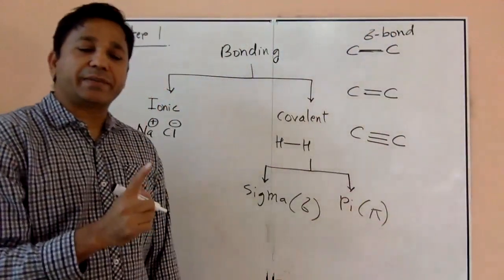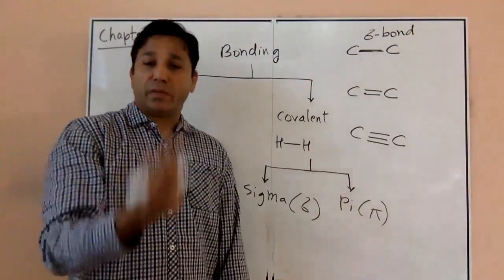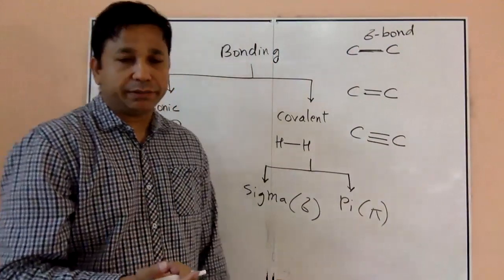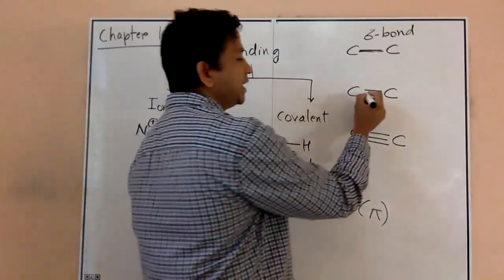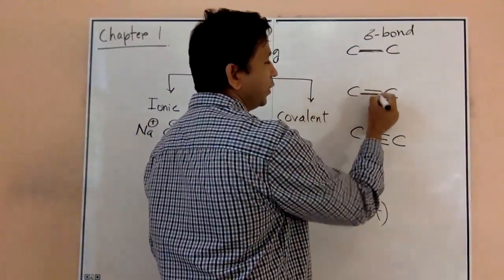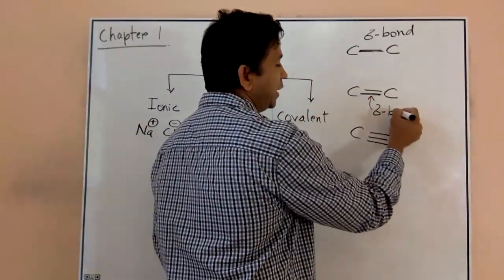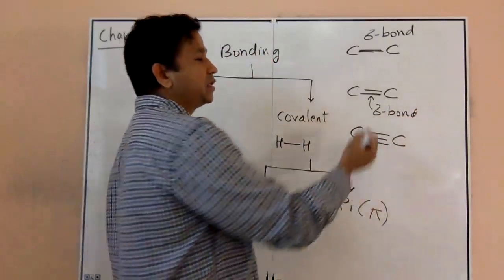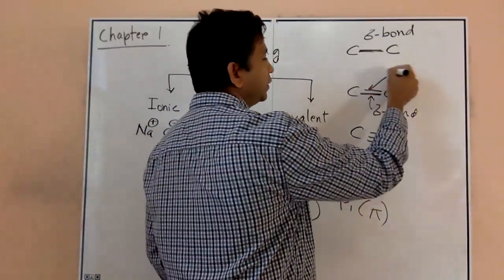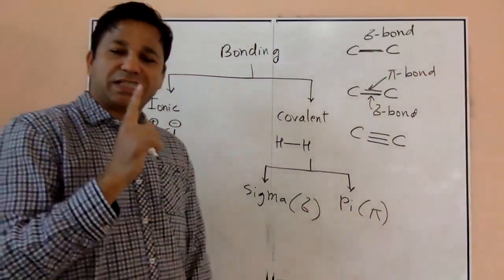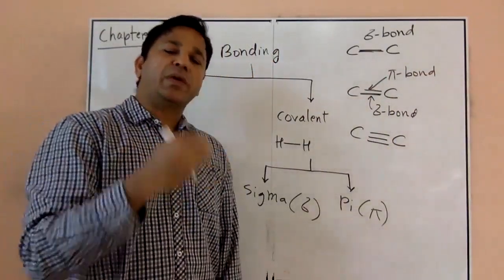The first bond is sigma, and all the multiple bonds, when you have more than one, are going to be pi bonds. So this is your sigma bond, and then all the multiples are pi bonds. So here you have a pi bond. First is sigma, all the multiples are pi.